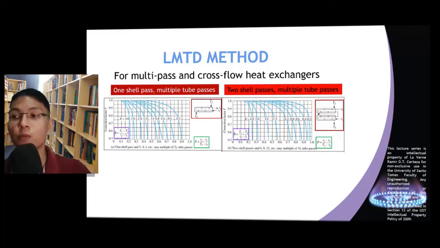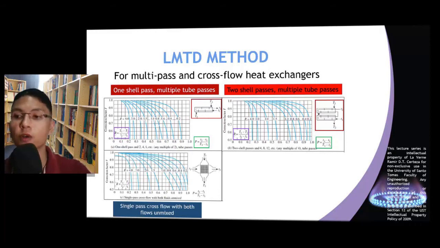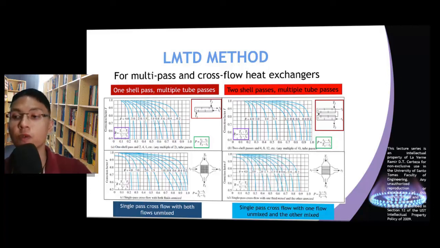We can implement the same workflow for finding the correction factor for single-pass cross-flow heat exchangers with both flows unmixed through this graph, and for single-pass cross-flow heat exchangers with one flow unmixed and the other mixed through this graph. Using these reference figures as a guide, we can compute for the temperature ratios corresponding to each type of heat exchanger. In the next video, we will discuss the effectiveness NTU method of heat exchanger analysis.